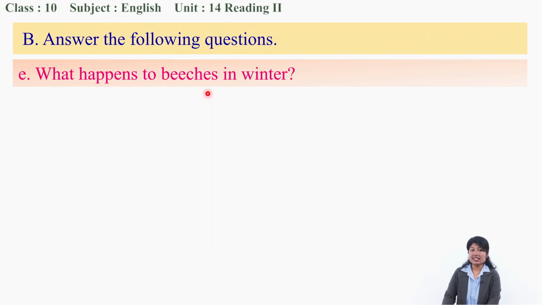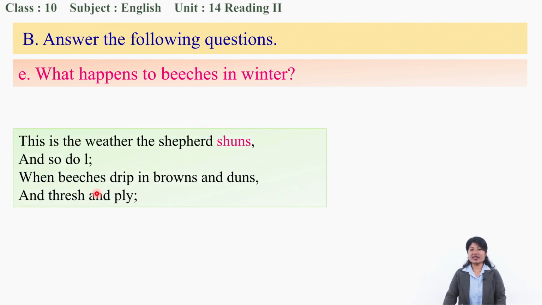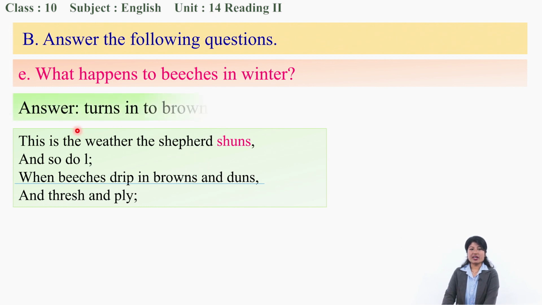Okay, next is E. What happens to beaches in winter? Where do we find this answer? Of course, in the second stanza, in those lines, right? So the exact lines are these: when beaches drip in browns and duns. So we can write turns into brown. So the keyword is beaches turn into brown.